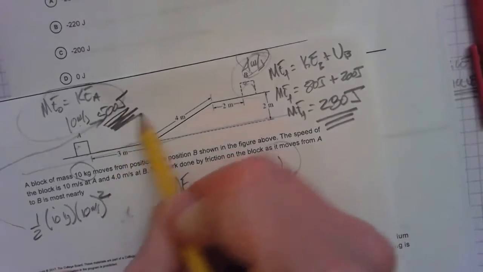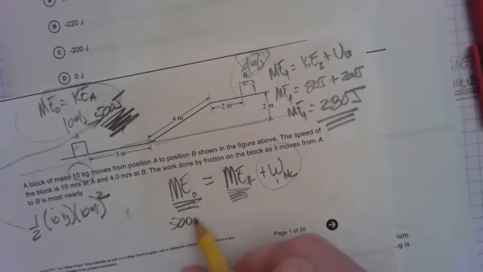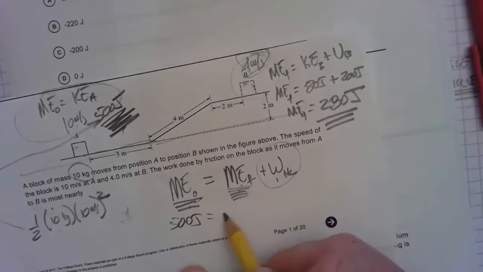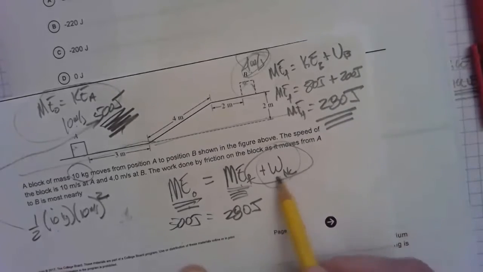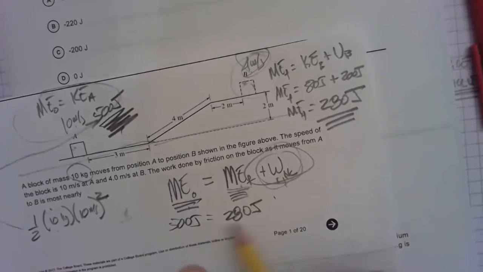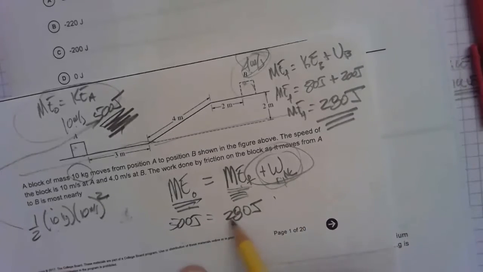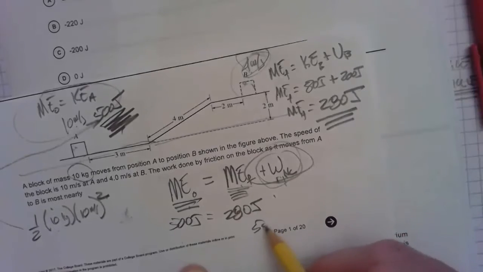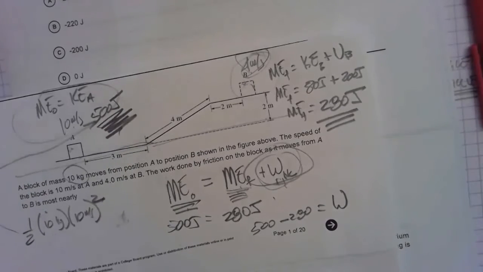It started with 500. It ended with 280. Well, it doesn't just disappear. It went into heat through friction. So whatever's left over must be the work done by friction. So if I subtract the 280 from both sides, the 500 minus 280 will give me the work done by that non-conservative force of friction.